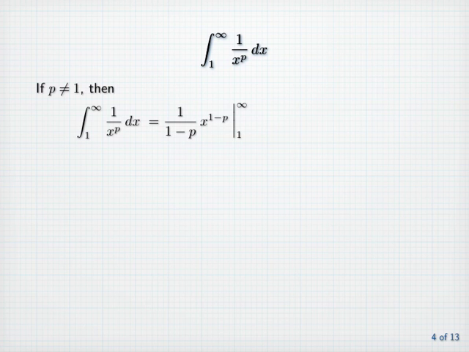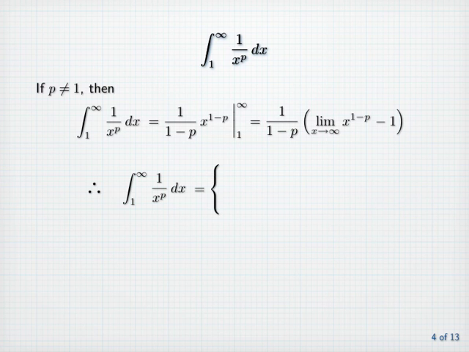Factoring out 1 over 1 minus p, we have 1 over 1 minus p times the limit as x goes to infinity of x to the 1 minus p minus the value of x to the 1 minus p at 1, which is 1. So now let's see what we get for different values of p. What happens here is all about the exponent 1 minus p. If 1 minus p is negative, the limit will be 0, and the improper integral will equal 1 over 1 minus p times minus 1, or 1 over p minus 1.